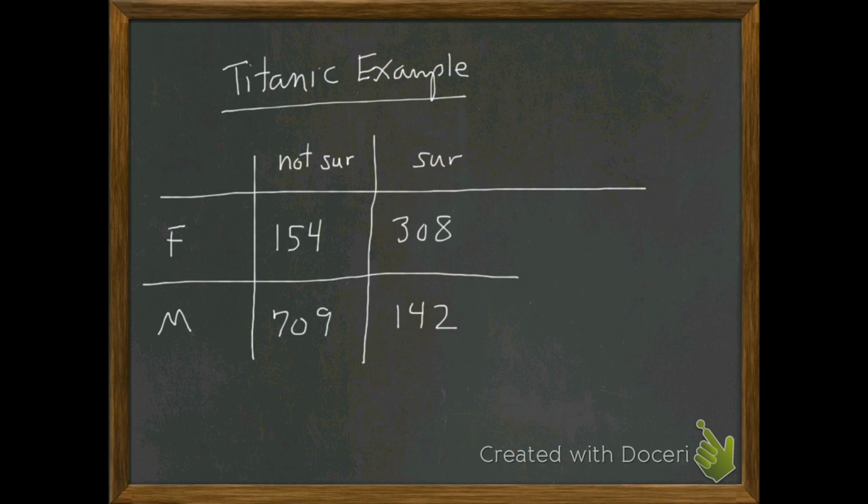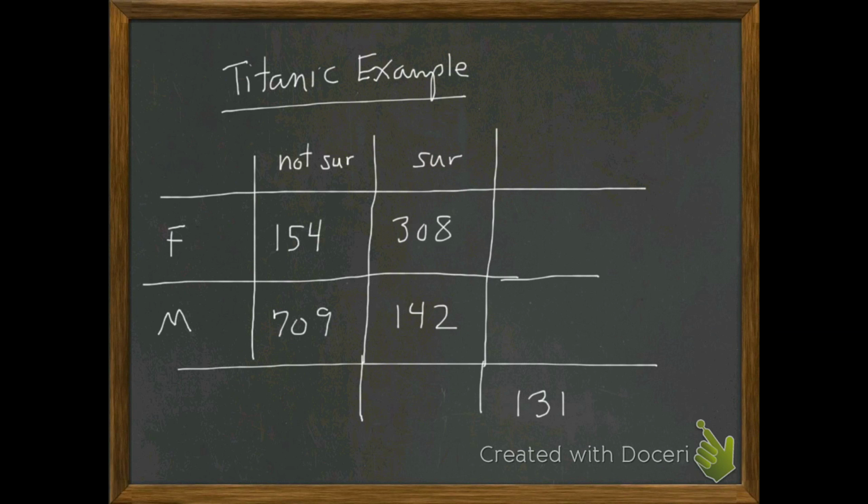I think it's still kind of interesting to see that when we sum up the columns and the rows, the total passengers on the Titanic were 1,313. So if you're a firm believer that 13 is an unlucky number, the Titanic was doomed from the beginning.